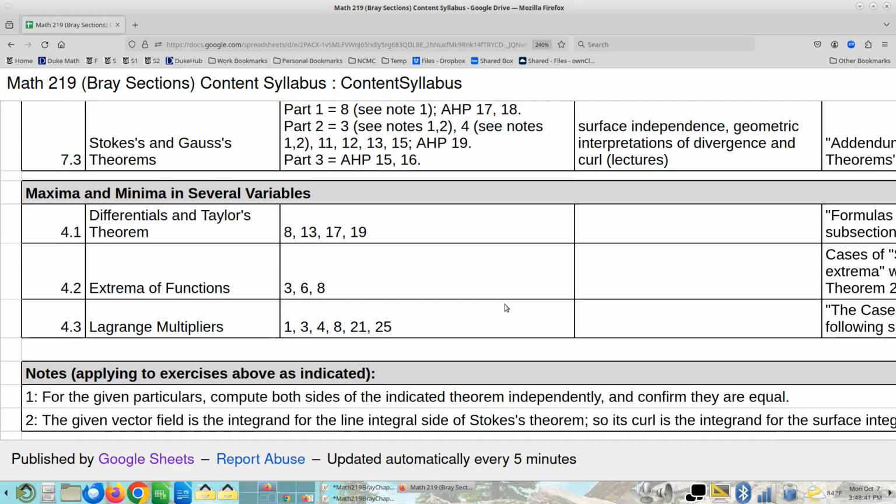Now, just so you know, why are we doing this? It's because chapter 4 is kind of a digression. It's not in the prerequisite trail to chapters 7, 6, or 5.